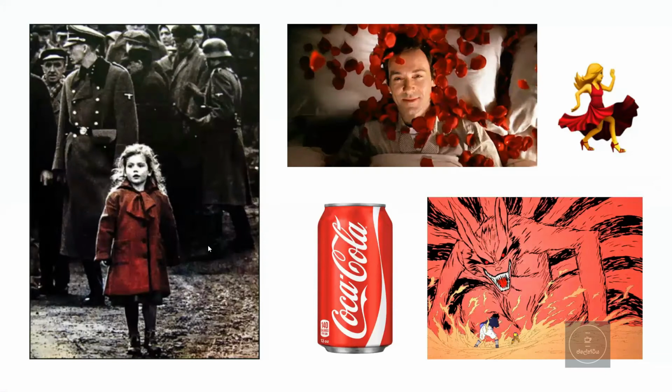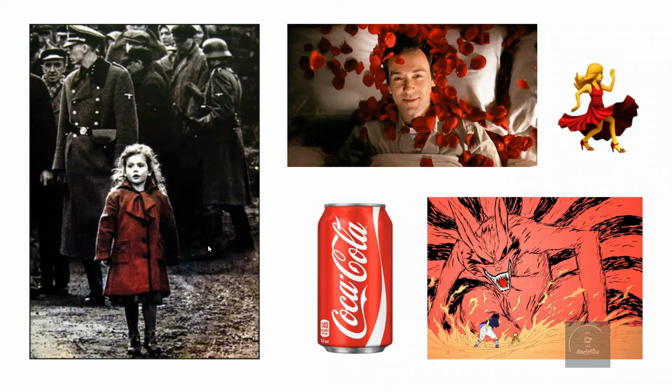Red symbolizes a lot of things, and this is a famous scene from Schindler's List, where the girl in the red coat is a significant symbol in the movie. What it shows is the war, the violence that's about to take place, and in American Beauty, red is used to show energy, passion, love, desire, and lust. And this emoji, I guess it shows excitement and again energy and impulse.